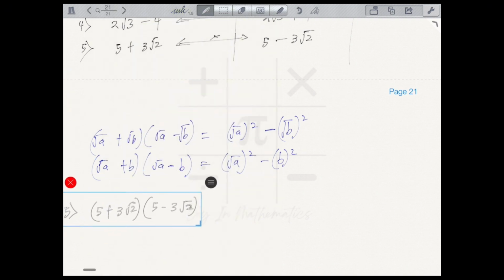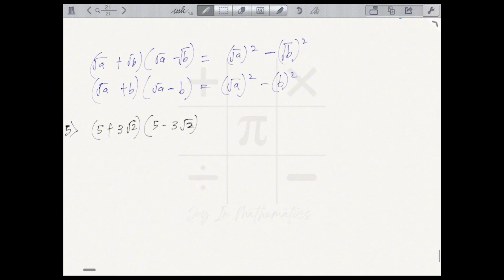So to solve this, that means we'll just take the square of 5, 5 squared, minus the square of this 3 root 2. Simple. So this will give us 25 minus 3 squared multiplied by 2. So this will be 25 minus 9 times 2, 25 minus 18, which is going to give us 7.